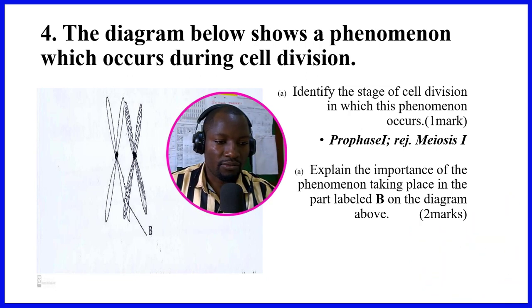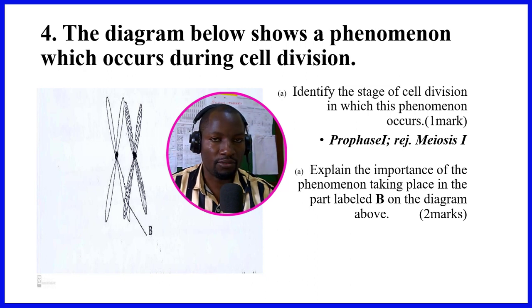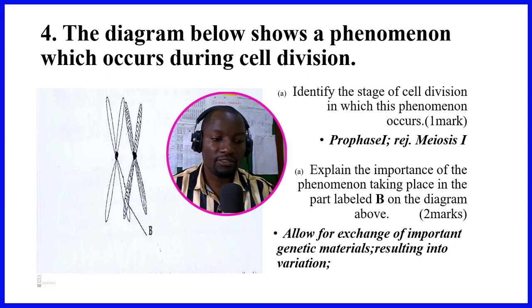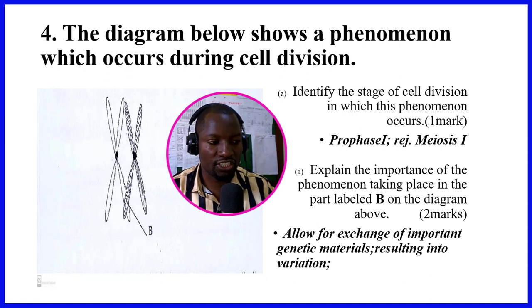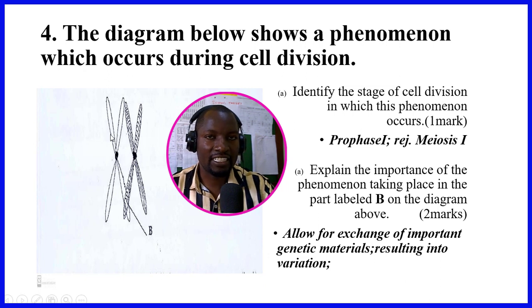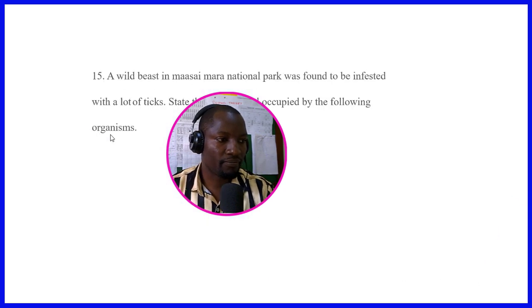Explain the importance of this phenomena taking place in the part labeled B on the diagram. Actually, it is called crossing over. And therefore, this one helps in what? It allows the exchange of important genetic materials, resulting in what we call genetic variations. So there will be an exchange of materials. That's why you see we have 2 chromosomes. One is a little bit dark and the other one is lighter. That's a place where they will exchange the genetic materials.